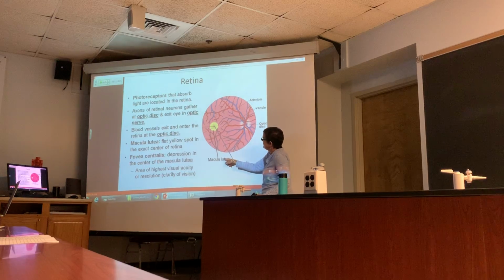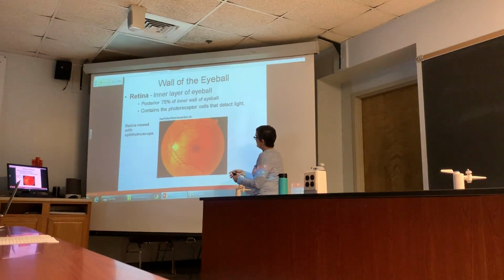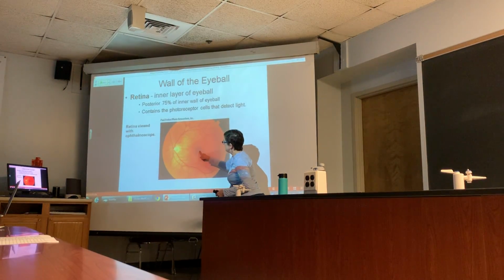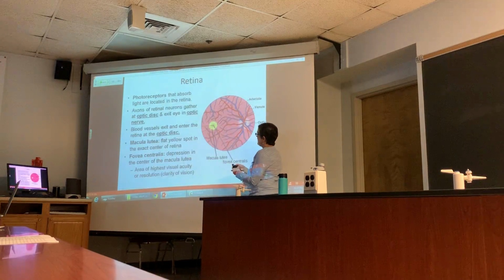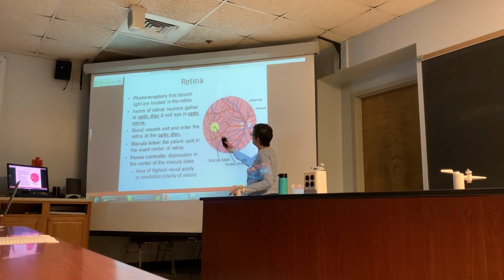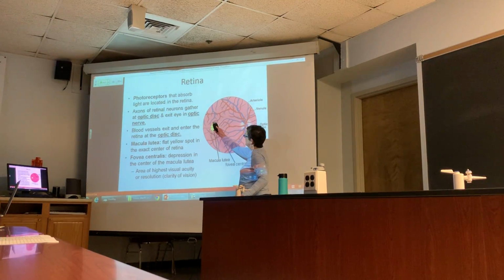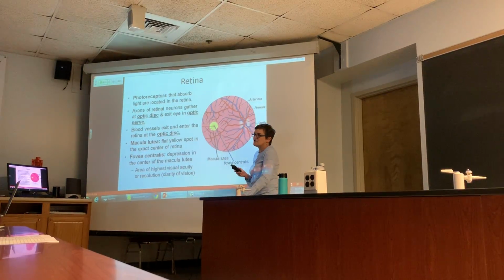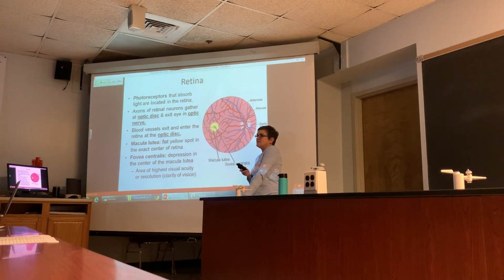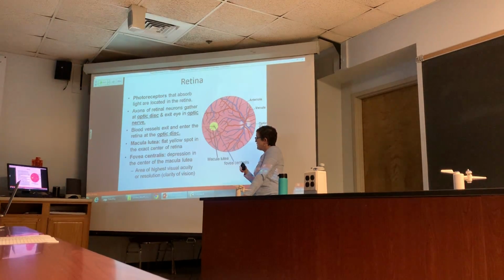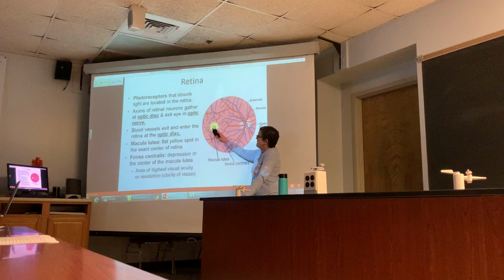The macula lutea, that's what you're seeing right here, that little kind of orangey looking area. The macula lutea is a yellow area at the back of the eye. And it's yellow because it contains 2 pigments, lutein and zeaxanthin, which I mentioned in here somewhere in the notes. But the macula is an area that surrounds the fovea centralis.